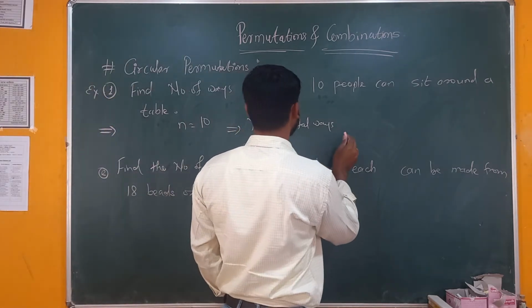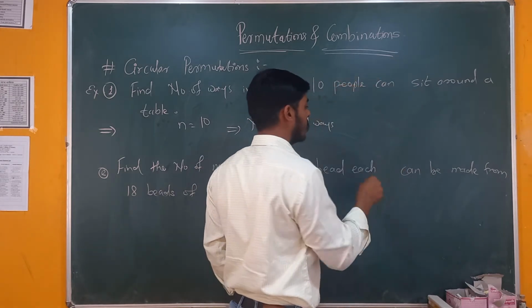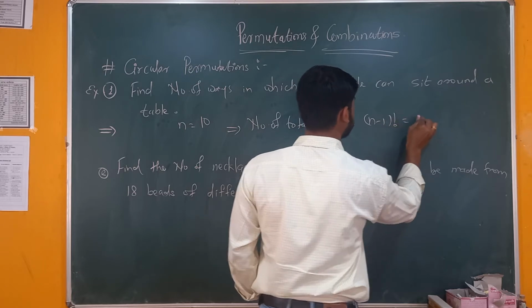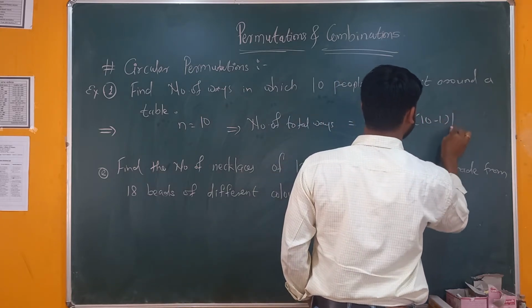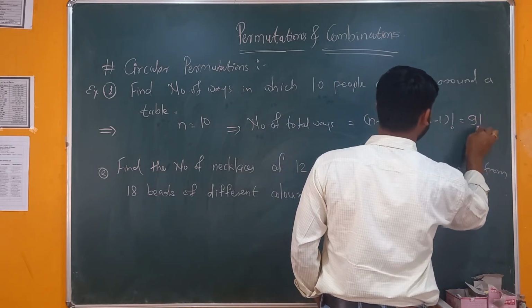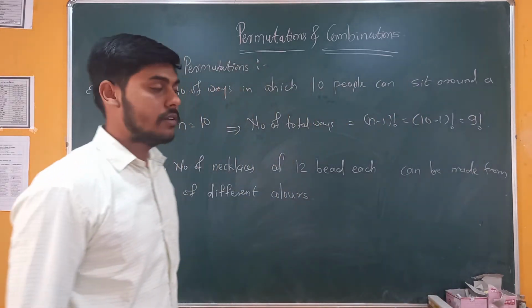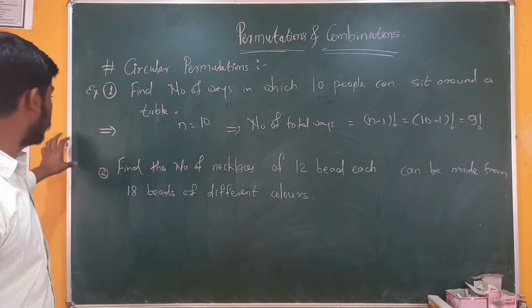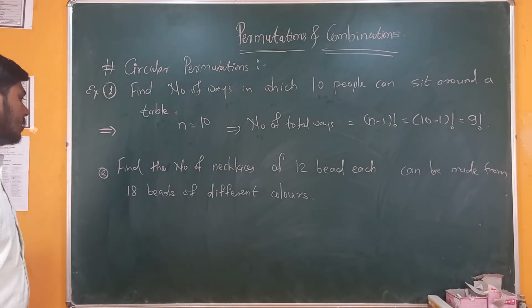The number of total ways of arranging 10 people in a circular manner equals (n minus 1) factorial, which is (10 minus 1) factorial, that is 9 factorial. So this is our answer. This is a very simple and easy question. Now consider the second question.